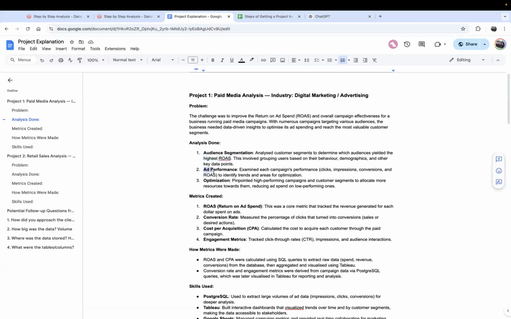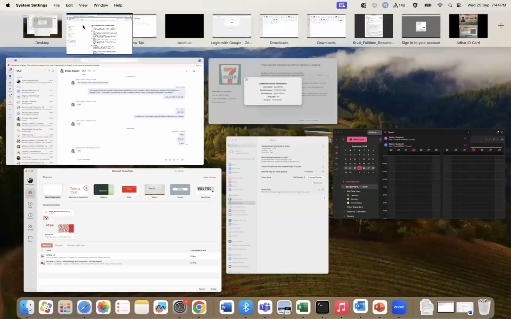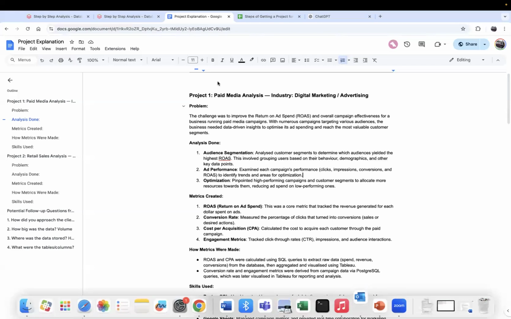Second analysis is ad performance. It examines each campaign's performance, like how many clicks we are getting, how many impressions, how many lead conversions there are, and how much return on ad spend there is. These two points are clear to all of you? Okay, so now let's move towards point 3.